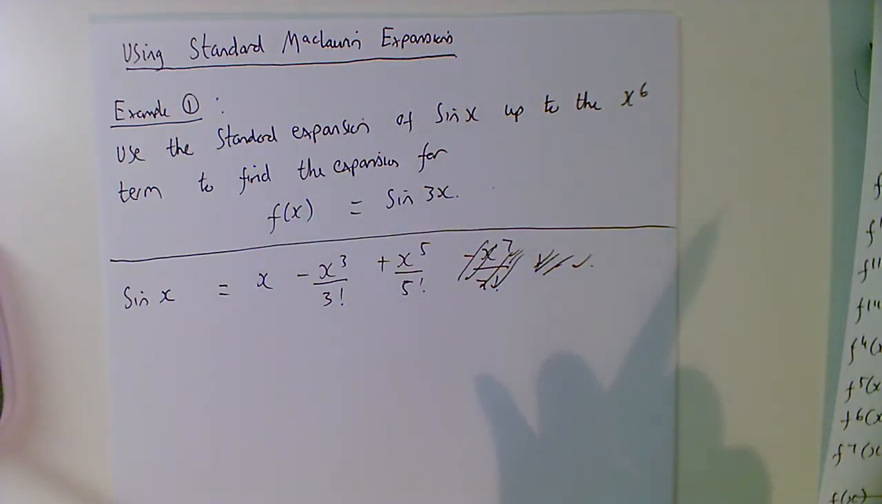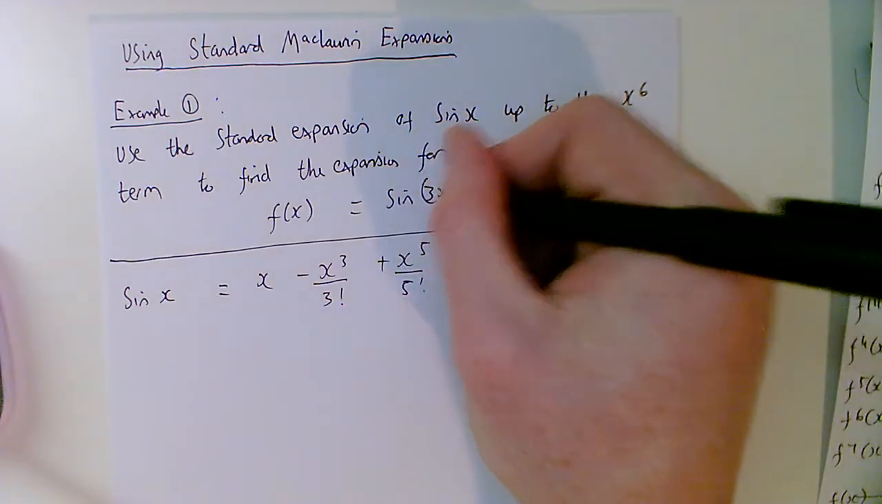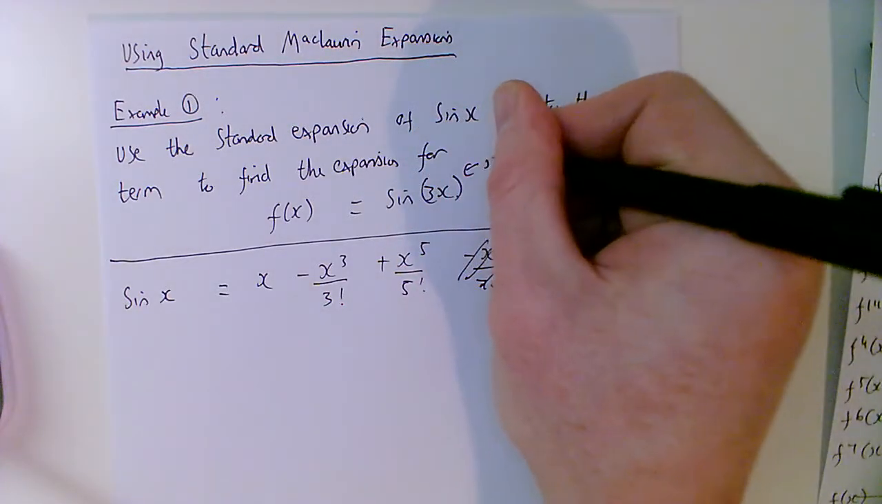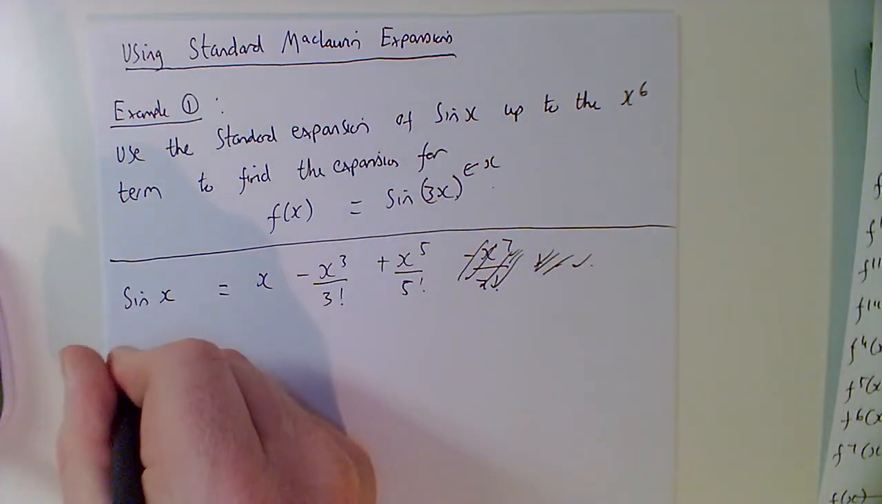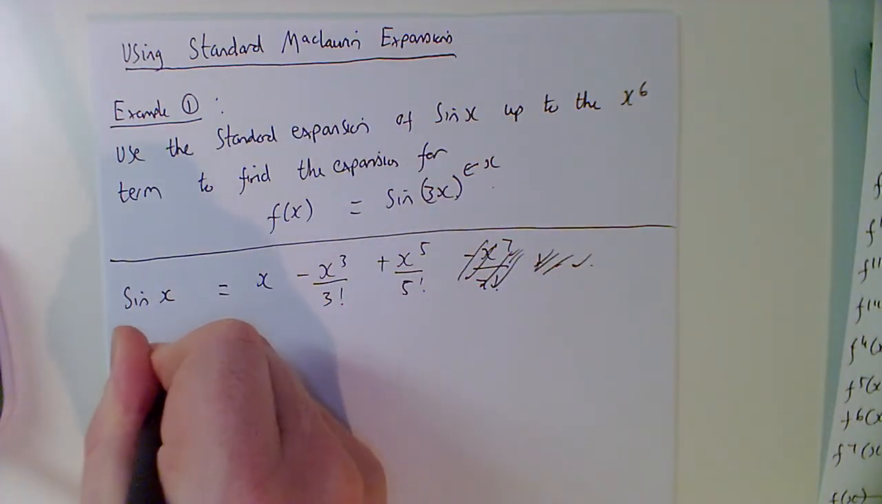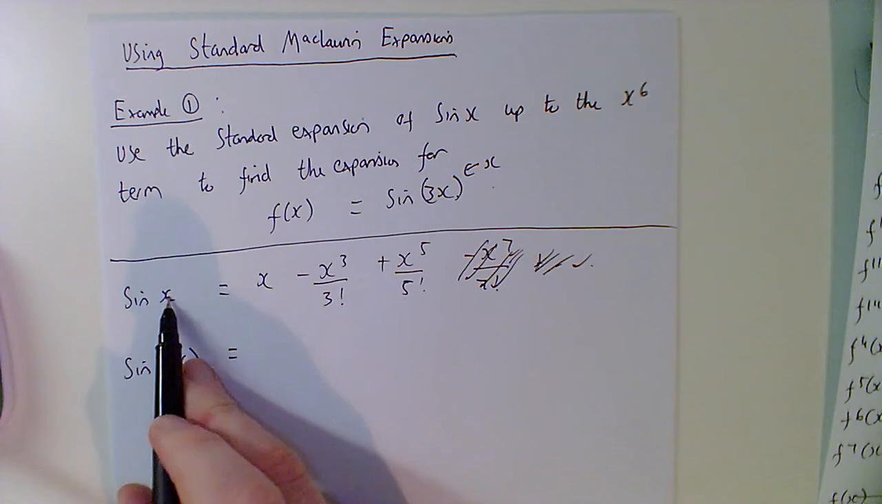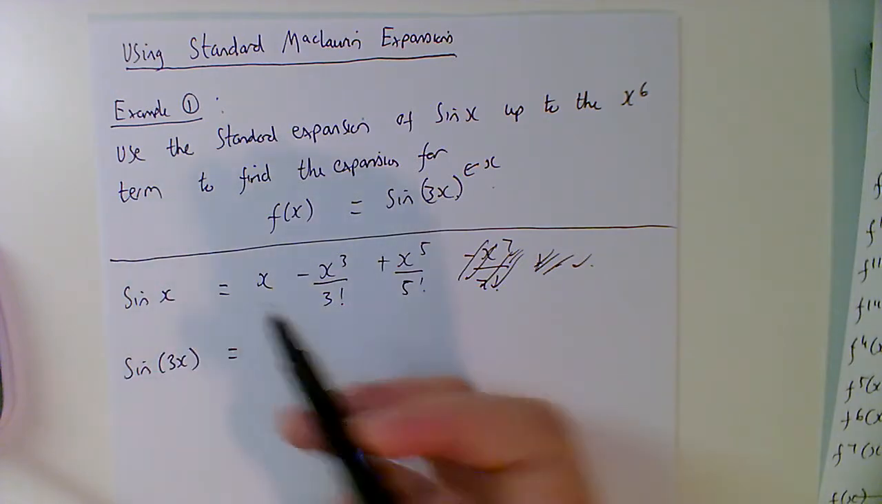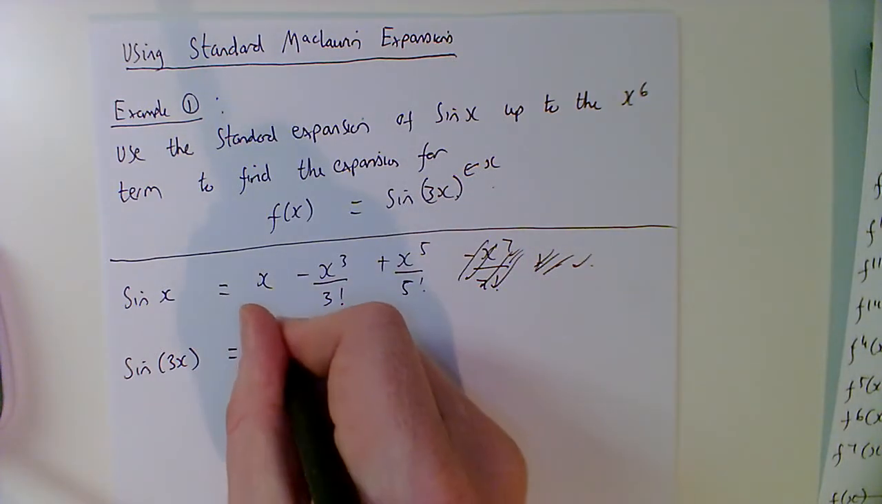Now, what's different about my function is where my x normally is, I've replaced that with 3x. So in my function, I need to replace x with 3x. So wherever I put an x, I need to put in 3x. But I need to put that 3x in a bracket.